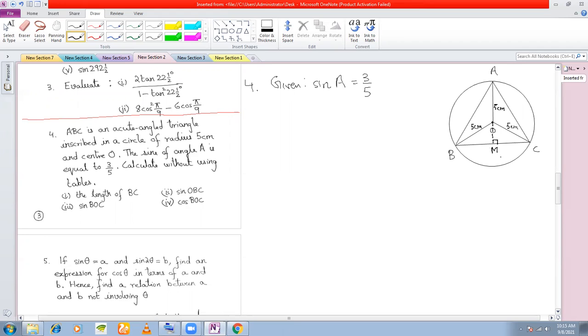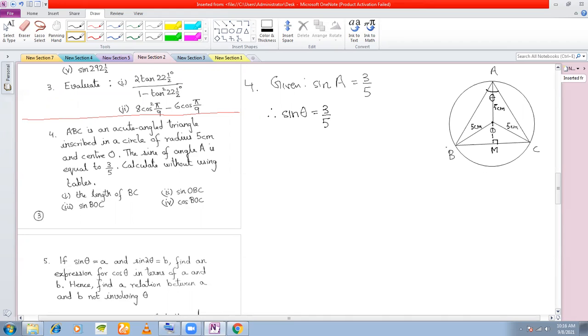So whatever is the length of BC, it is twice the length of BM, right? So if we can find out the length of BM, then we can find out the length of the chord BC. So how to find out the length of BM? Let's suppose this angle to be theta. Let us call this angle theta. Therefore, sine theta is given to you as 3 by 5. Okay, for convenience sake, we are taking this angle to be theta.